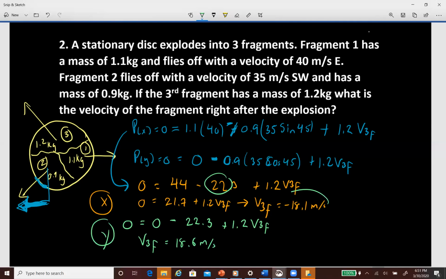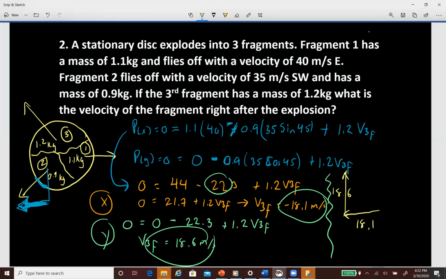So now we have the velocity in the x, and we have the velocity in the y. We can put it together. We know that in the x direction, it's going west, which is kind of what we predicted. And the y direction is going north, which is kind of what we predicted. And that is 18.1, and that is 18.6. So if we solve for this, we're going to get an answer of about 26 meters per second.